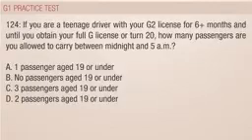Question 124. If you are a teenage driver with your G2 license for 6+ months and until you obtain your full G license or turn 20, how many passengers are you allowed to carry between midnight and 5 a.m.? A. 1 passenger aged 19 or under. B. No passengers aged 19 or under. C. 3 passengers aged 19 or under. No restrictions for passengers the age of 20 and over. D. 2 passengers aged 19 or under.